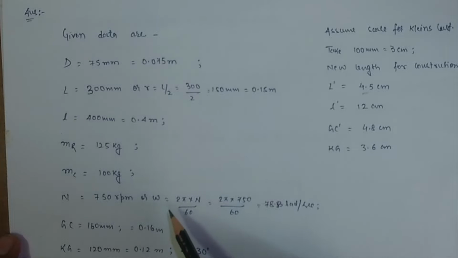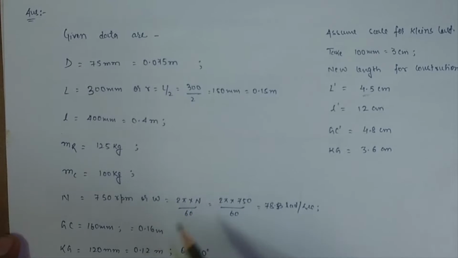First of all we want to calculate the omega value, that is angular velocity, from engine speed. The formula for that is 2 pi N by 60. With N as 750, 2 pi into 750 by 60 comes out to be 78.53 radian per second. Now we know the center of gravity distance as 160 mm, and the radius of gyration as 120 mm.